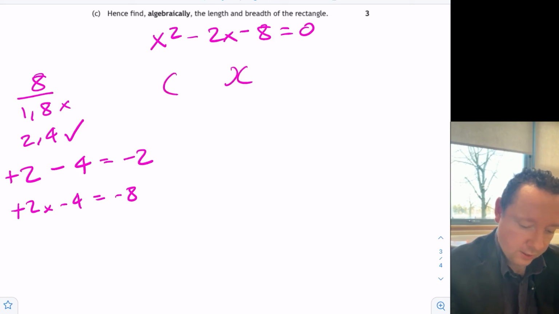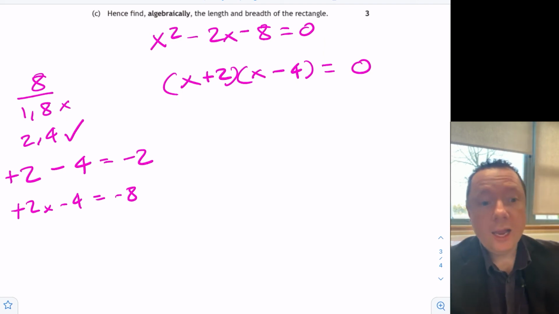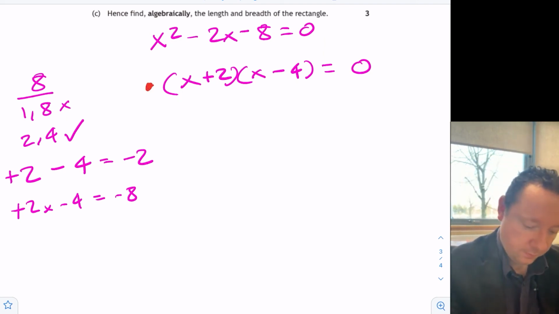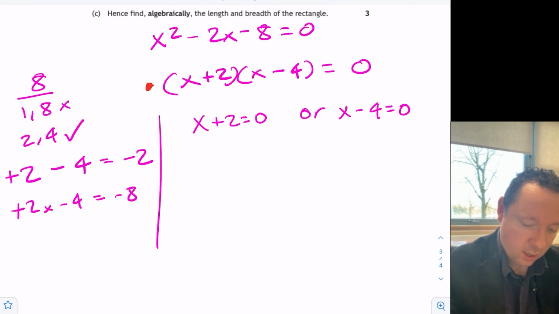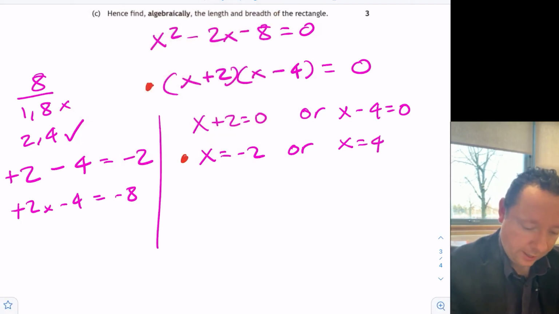So I can now factorise it, and a lot of this you could have done without any working. x and x. I've got plus 2 in one bracket and minus 4 in the other. You get a mark for factorising. And then for solving, you can say x plus 2 equals 0 or x minus 4 equals 0. That gives me x equals minus 2 or x equals 4 for a second mark.